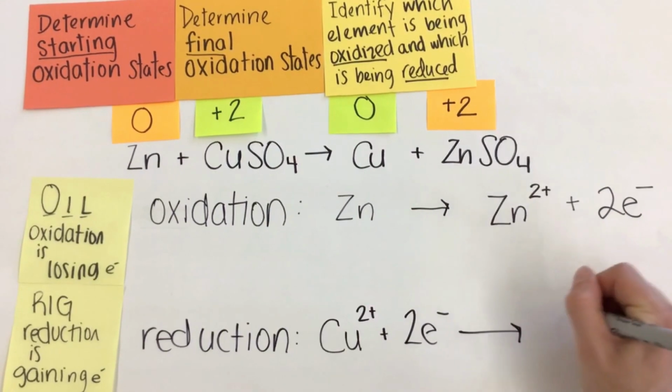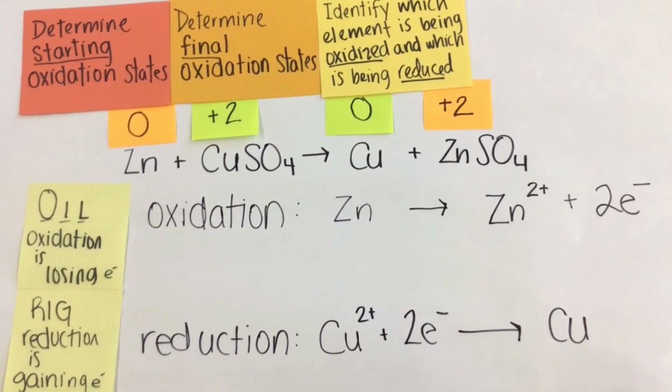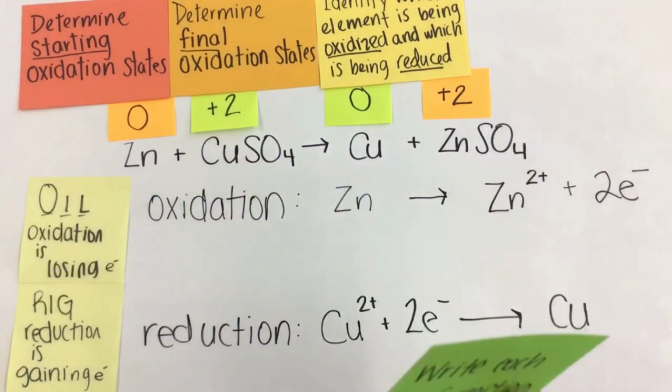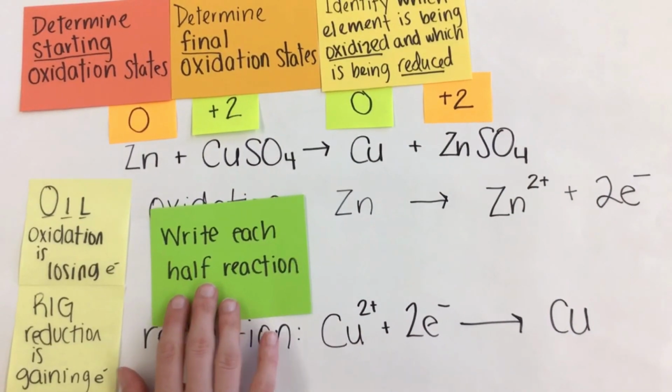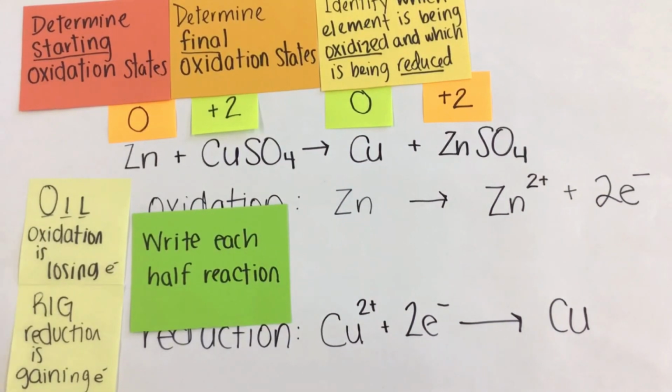So the copper 2 ion is gaining 2 electrons to become neutral copper. And here are my half reactions. I've just written them. That's really all that it is. I just take the 2 parts of my reaction that are being oxidized and reduced and split them apart.